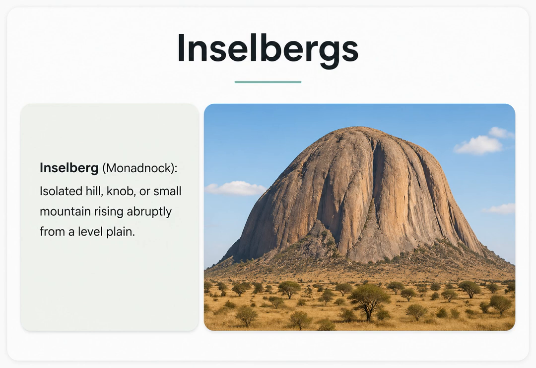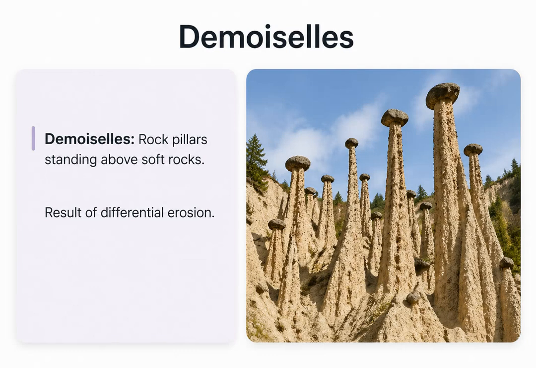Sometimes you'll see a massive, isolated hill or a small mountain rising abruptly out of an otherwise completely flat plain. This is called an inselberg or a monadnock. It is a remnant of a much older landscape. The surrounding softer rock has been entirely eroded away over millions of years, leaving only this core of highly resistant rock standing alone.